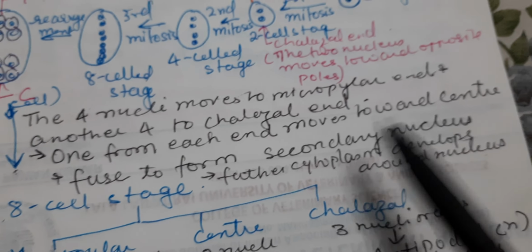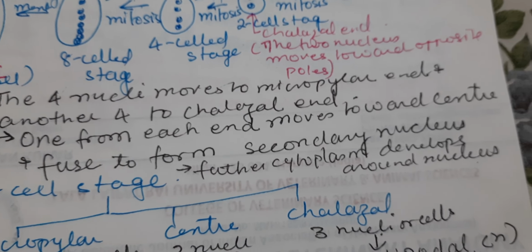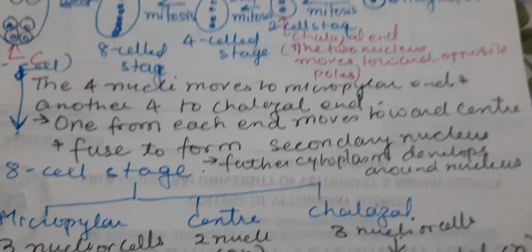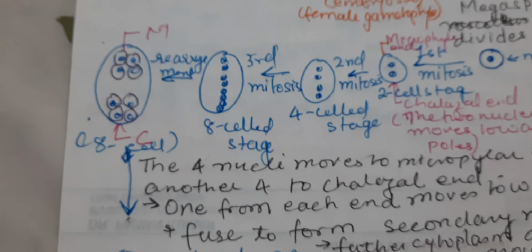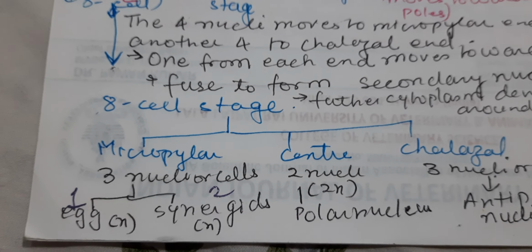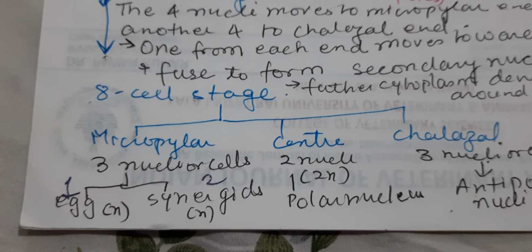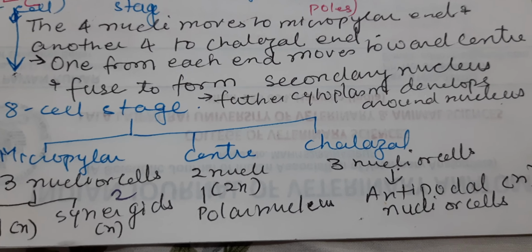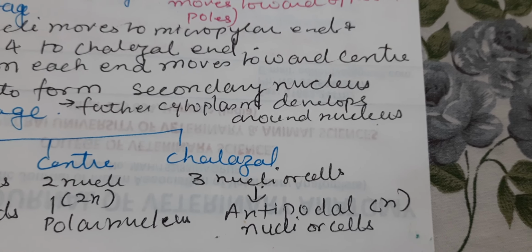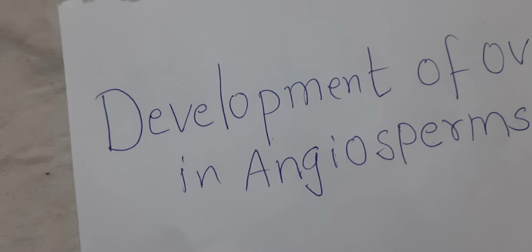One from each end moves toward the center. Now these move toward the center and fuse to form the secondary nucleus at the center, and later on the cytoplasm develops. So this is called the 8 cell stage. At the micropylar end we have 3 nuclei or cells. Out of 3, one is called the egg cell and 2 are synergids. In the center, 2 nuclei fuse and form one polar nucleus, which is 2n. And at the chalazal end, 3 nuclei are there, which are known as antipodal nuclei or cells.